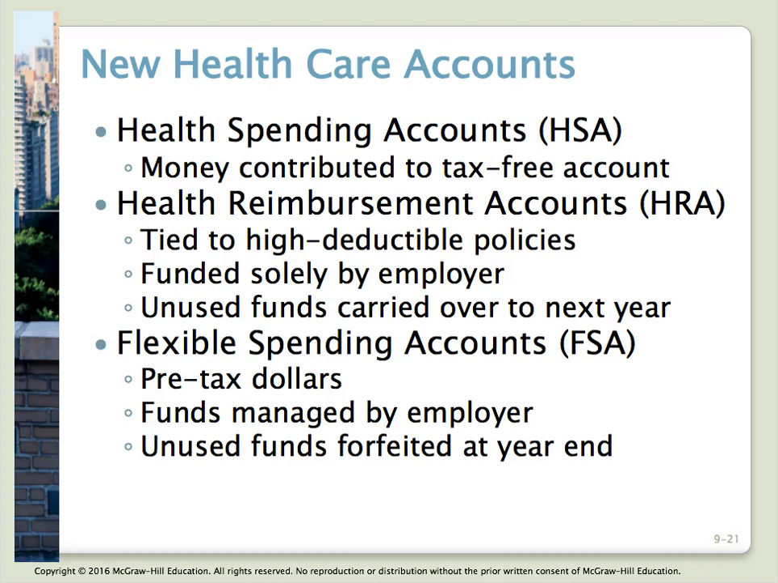So the first one is an HSA, or a health spending account. It allows you to contribute money to a tax-free account that can be used for your out-of-pocket health care expenses. An HRA is a health reimbursement account. These types of accounts are usually funded solely by your employer, and they're normally tied to high deductible policies.